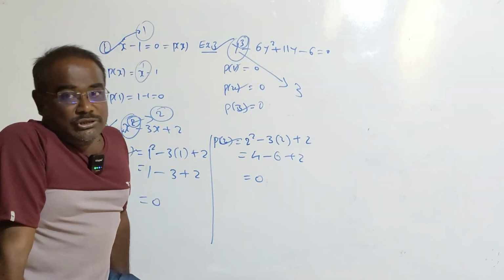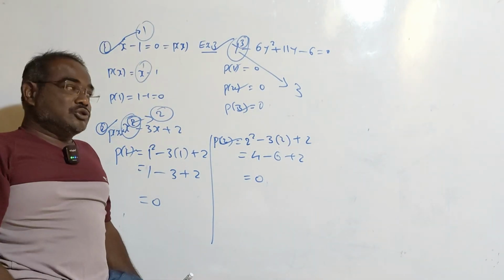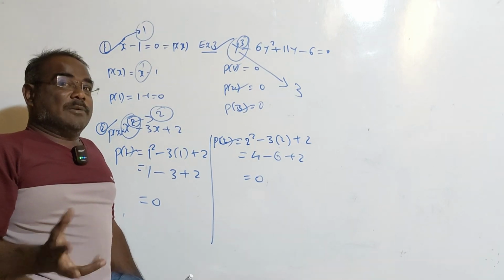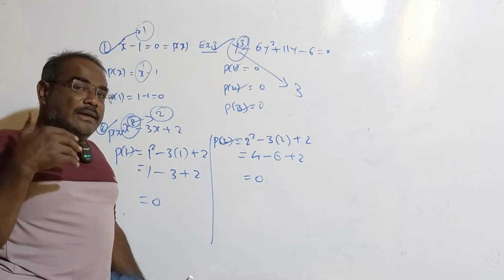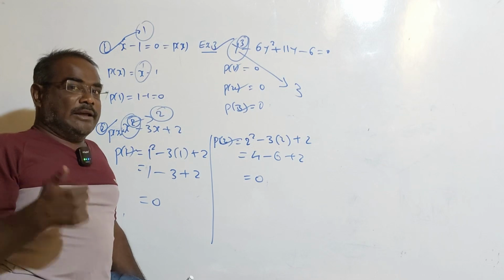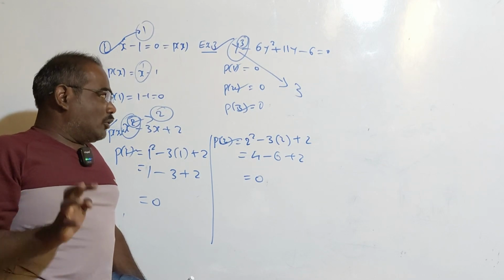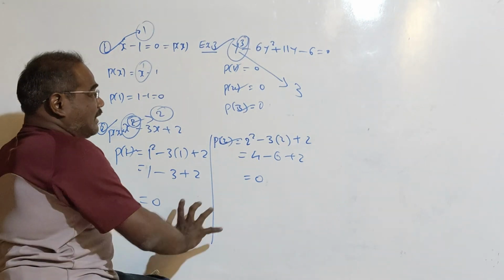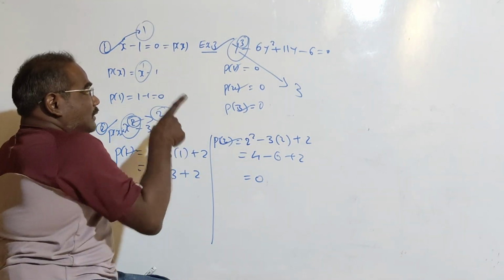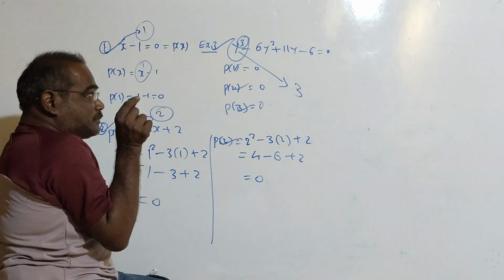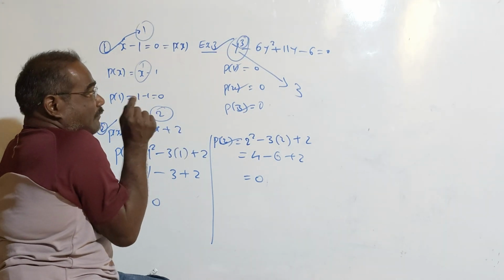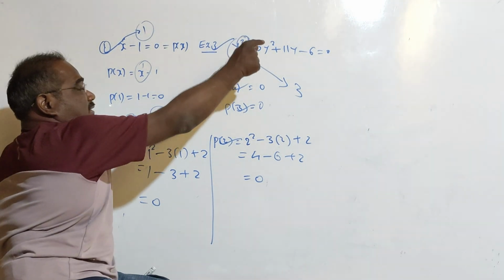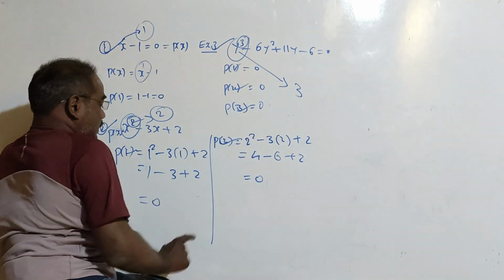If the degree is 1, zeros are 1. If the degree is 2, zeros are 2. If the degree is 3, the number of solutions are 3. They are called solutions, degree, zeros, whatever you call. But in this chapter, we name them zeros. The number of zeros depends on the degree of the given polynomial. The degree of this given polynomial is 3, so obviously there are 3 zeros.